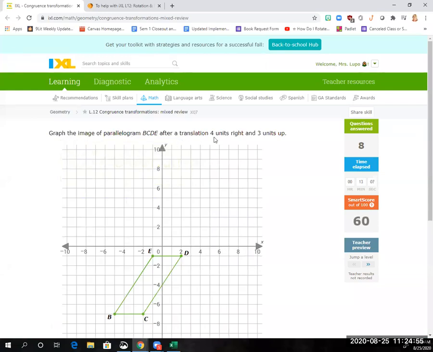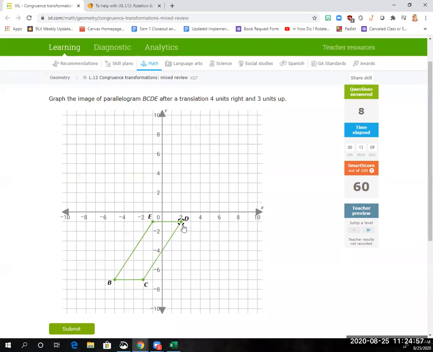Graph the image after translation of 4 units right and 3 up. That's pretty easy because it has a grid where you can graph it. So you're going to go 4 right, 1, 2, 3, 4, 3 up, 1, 2, 3. You're going to do that for each of these points. And you don't want to go from this one to the one across because it'll be weird. You either want to go to this one that's connecting a line or this one. It doesn't matter. Start down here. We'll go right 4, 1, 2, 3, 4, up 3, 1, 2, 3.